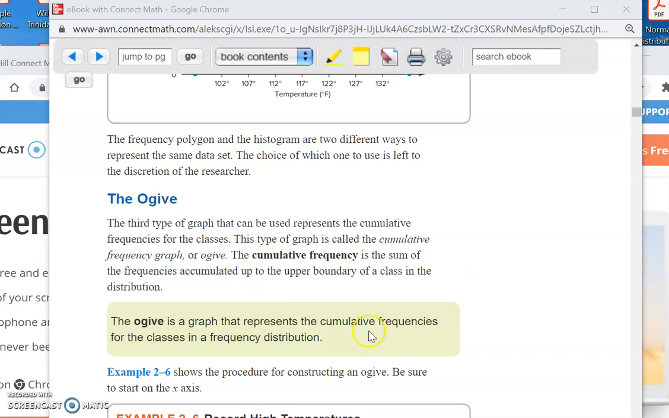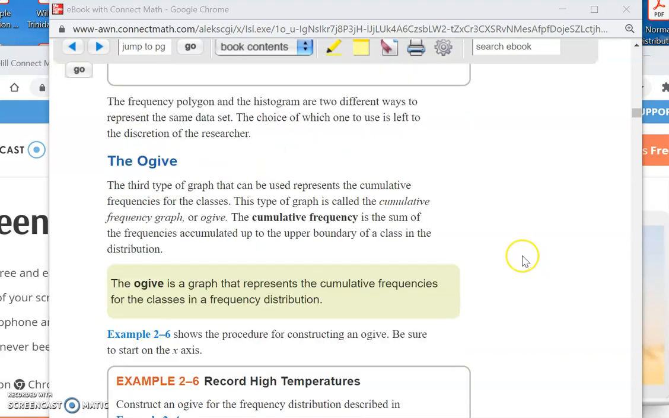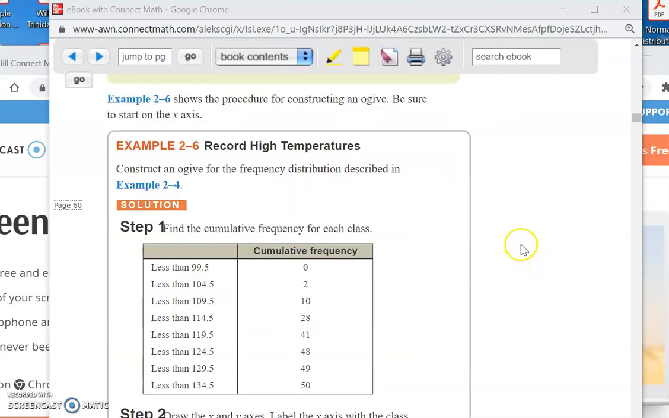Okay, so the next one he talks about is the ogive. And this one is going to represent something a little bit different. This is going to be the cumulative frequencies for the classes. It's cumulative because, well, it's cumulative. So you have to know the definition of cumulative.